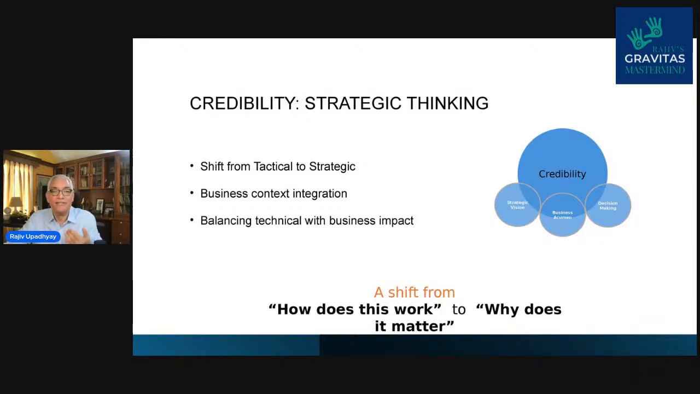So functional leaders tend to focus mostly on how does this work, how can it be more efficient, whereas a strategic leader needs to look at why it is important for us to look at it, and what is the impact it is going to have on the bottom line of the organization if we were to pursue it. So this is the piece that we need to look at.